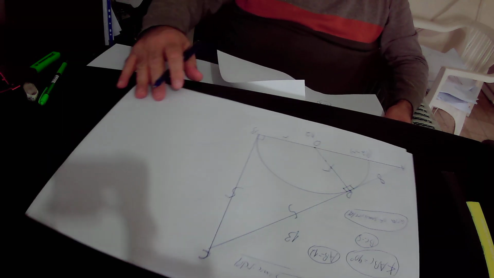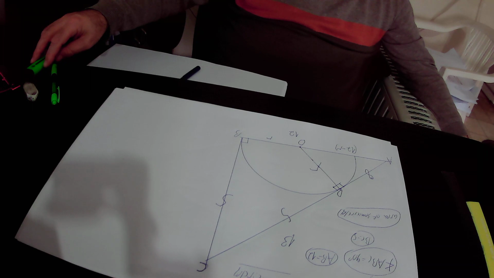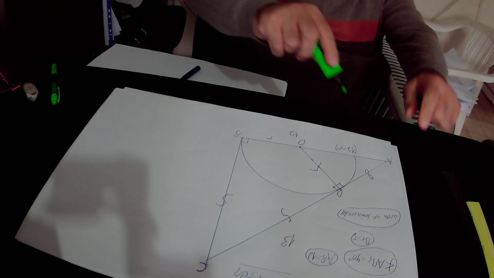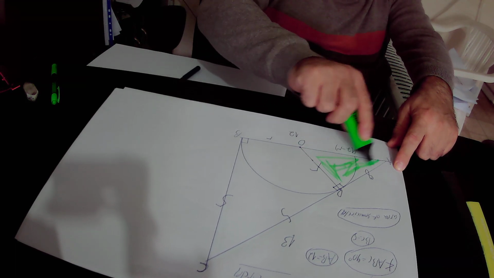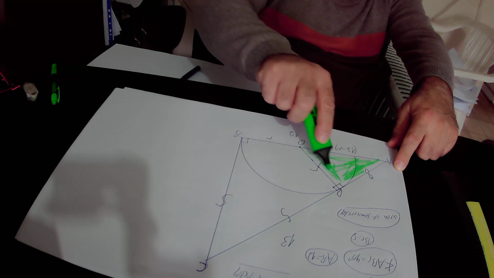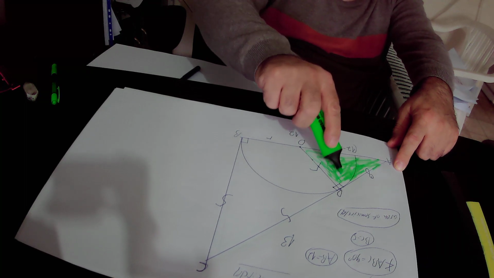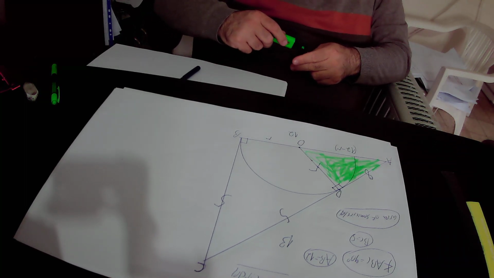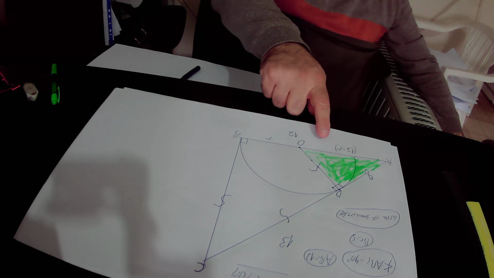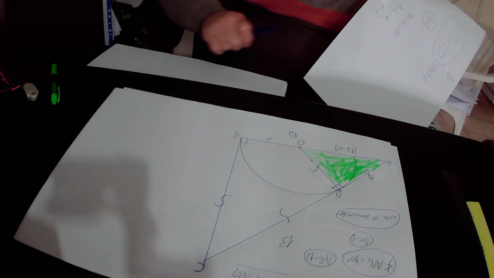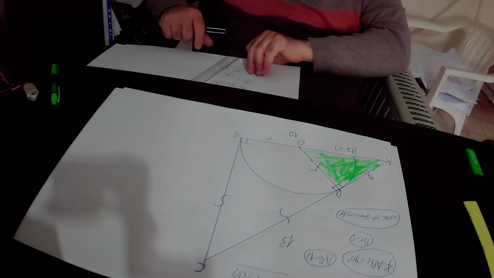Now we can actually implement the Pythagoras theorem in the right green triangle ADO. So in the right green triangle ADO, according to the Pythagoras theorem, the square of the hypotenuse equals the sum of the squares of the perpendiculars.